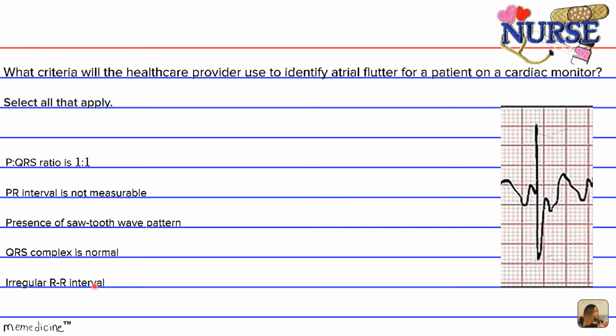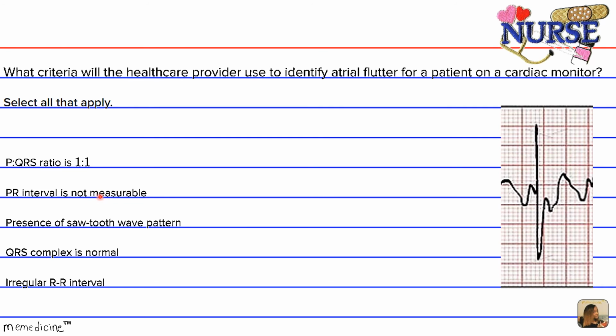The atrial rate is usually 250 to 450 beats per minute, and this is so fast that the AV node can't conduct all the atrial impulses to the ventricle. So the ventricular rate is usually 75 to 150 beats per minute. And the PR interval is not measurable because it's buried in the multiple flutter waves. That means that answer choice B is a selection.